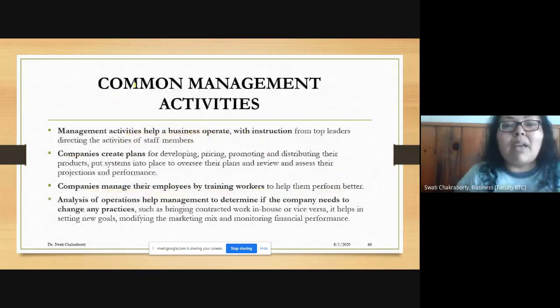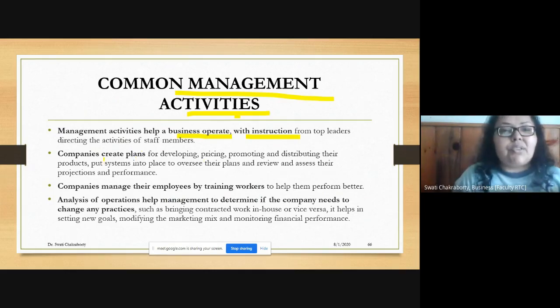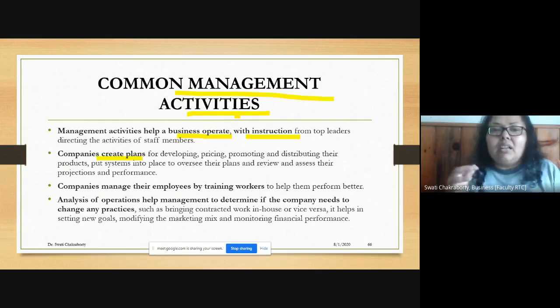What are the common management activities that are there? One is management activities relating to the operation of the business, where instructions are coming from the top leaders telling how to operate the business. Plans are created for developing, pricing, promoting, and distributing the products. Proper systems are there to monitor the plans and review them.